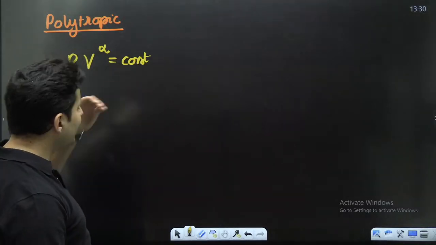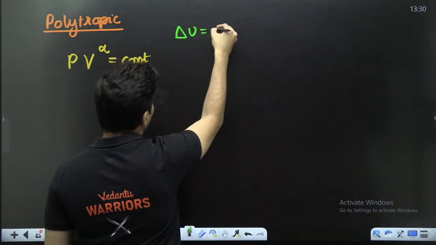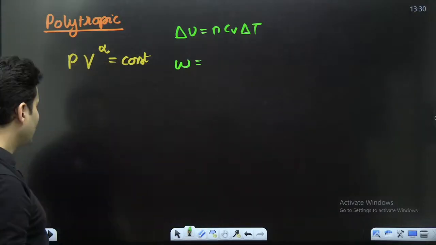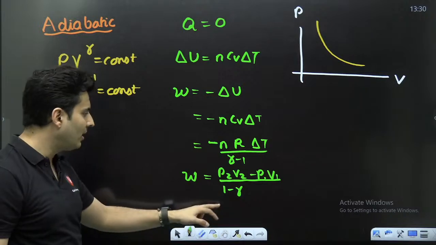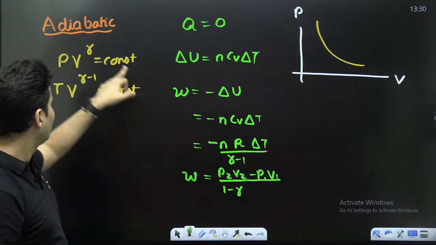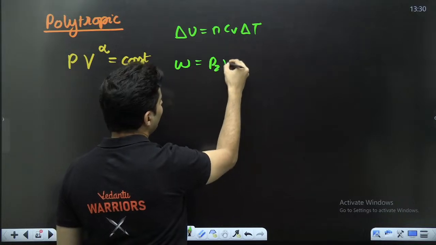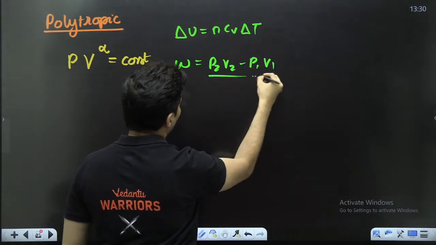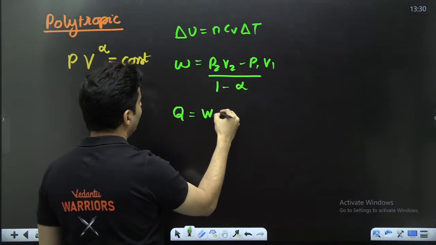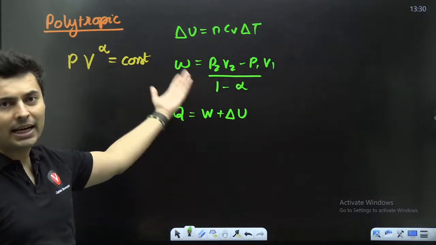Okay. So in case of a polytropic process, delta U is still nCv delta T. There is no change in that. The work done formula is very similar to the adiabatic process formula. Instead of gamma, you have alpha. That's all. So it is just (P2V2 minus P1V1) upon (1 minus alpha). And from this, you can find Q, which is W plus delta U. You can find Q by adding both of them.